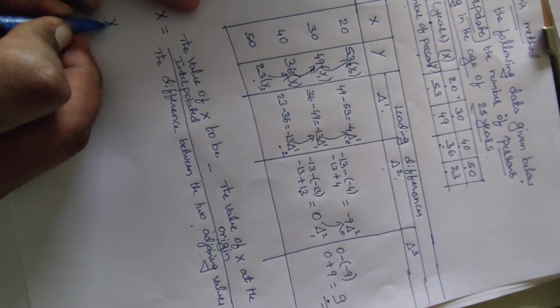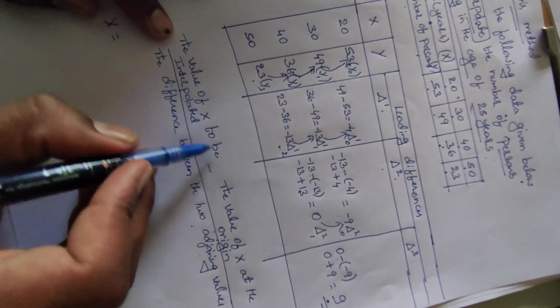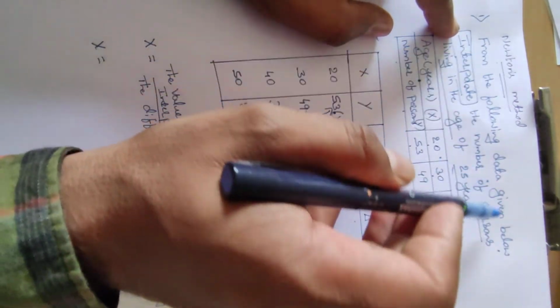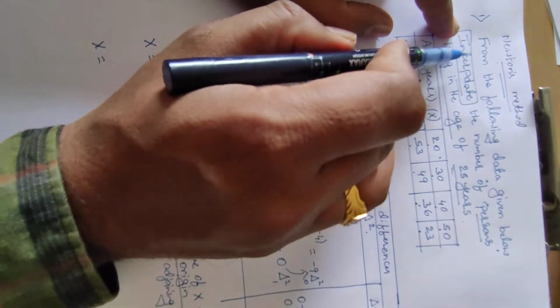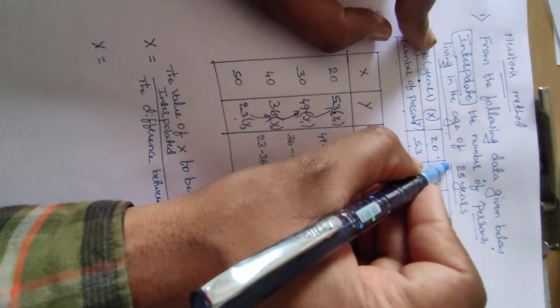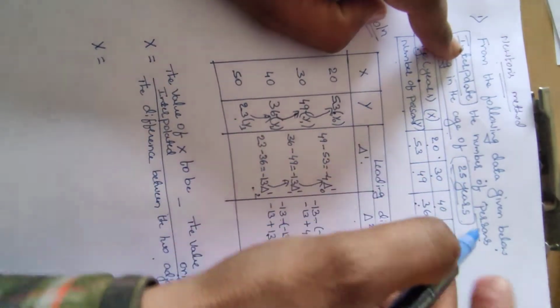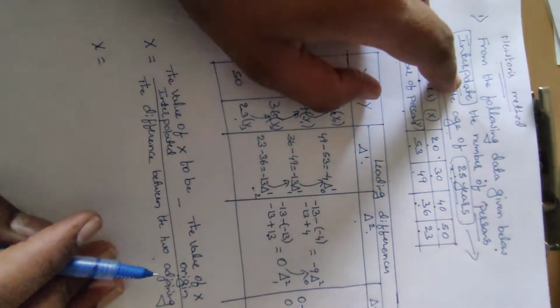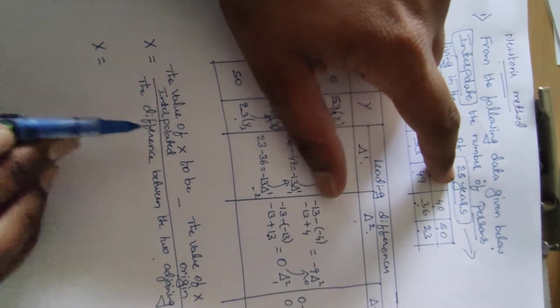Let us identify the x value. The value of x to be interpolated: which value we have to interpolate, means identify. They are given in the problem. From the following data given below, interpolate the number of persons living at the age of 25 years. So we have to interpolate at 25 years. It is called the value of x to be interpolated, the one we are finding out.